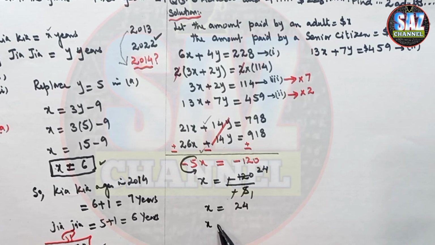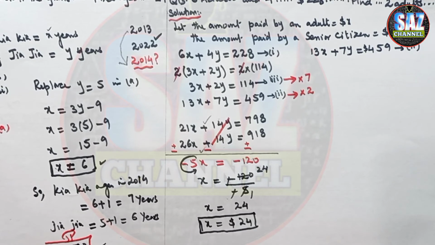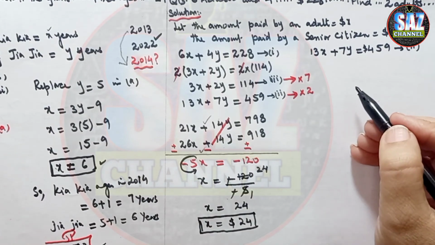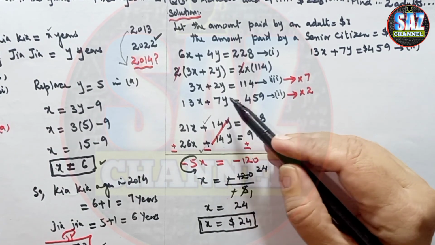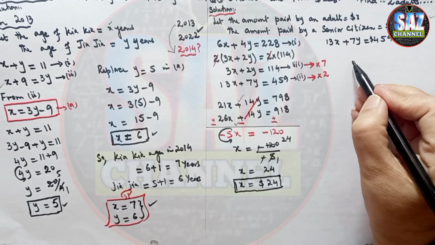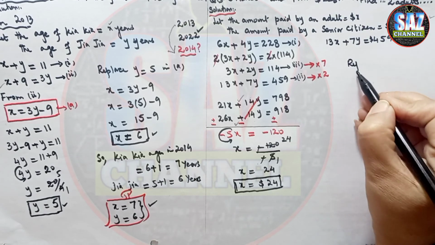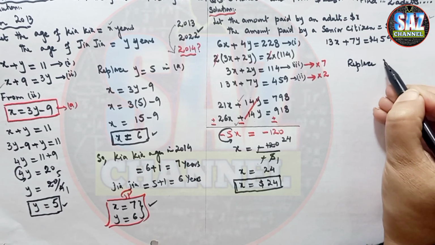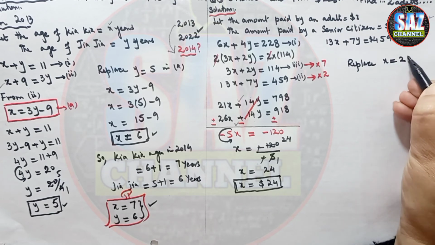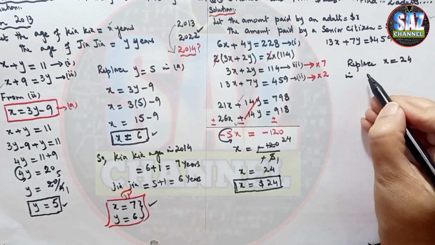So this is the amount that an adult has to pay, 24. Okay, and now let me block this answer. And now in order to get value of y, that is the amount that a senior citizen has to pay, I have to replace this value of x in any one of the equations, and I will be preferring this equation. Replace x equals to 24 in equation 3.